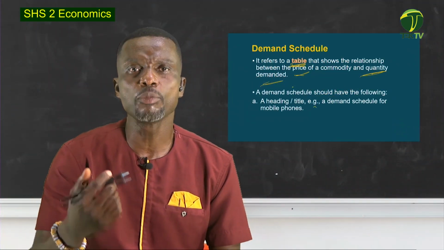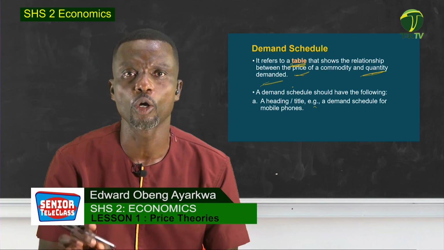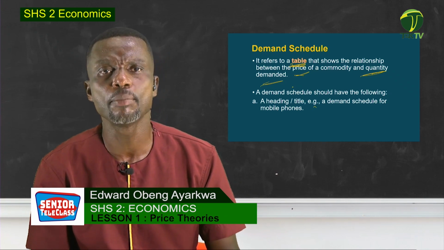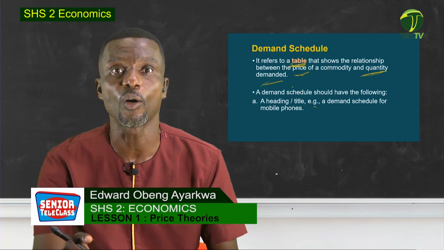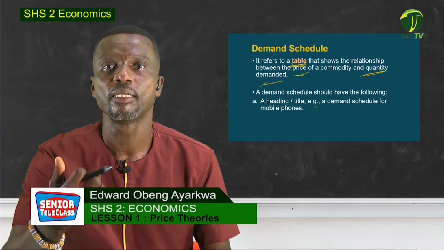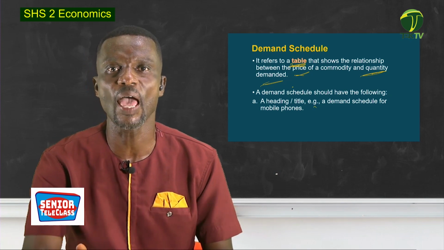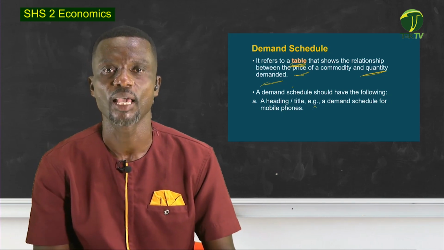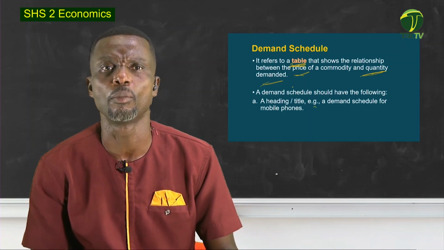Now, anytime you are asked to do a demand schedule, certain precautions need to be taken, or you need to take certain things into consideration. One, every demand schedule must have a heading or a title. For example, a demand schedule for mobile phones. The title must even be able to explain to you what is in the table.